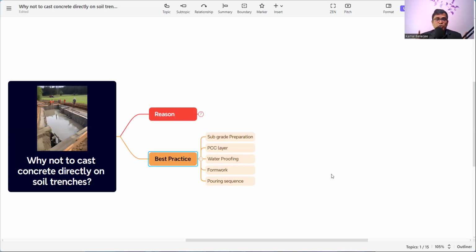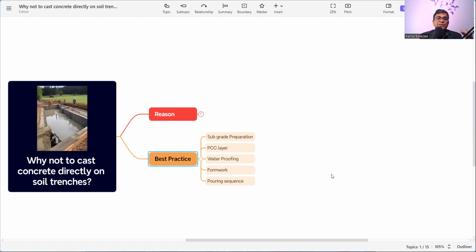Then formwork. We need to do the formwork clearly and properly as per the design and shape, whatever the depth, length, width, and only then are we allowed to pour the concrete. And then we also need the pouring sequence. What will be the pouring sequence? What will be the pouring height? From where are we starting? Suppose we have a raft foundation. We cannot start from anywhere. We need to start from one place and go layer by layer. We need to be very careful when dealing with substructure concrete. The pouring sequence is very essential.